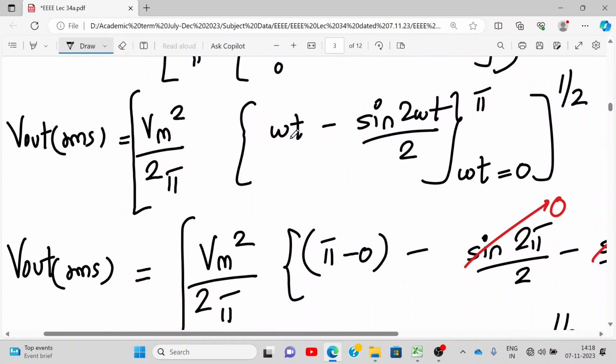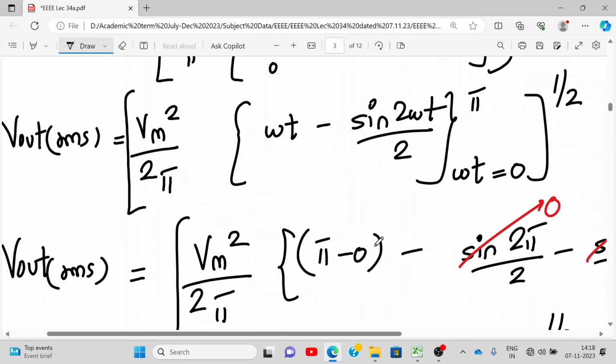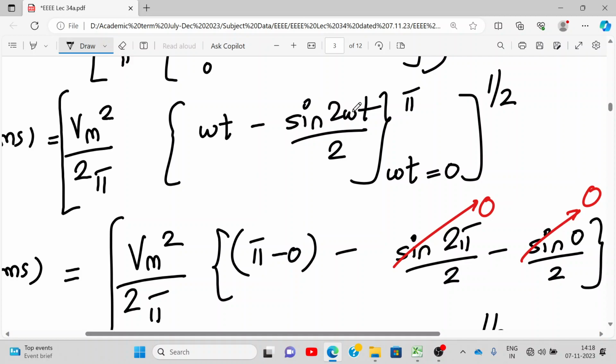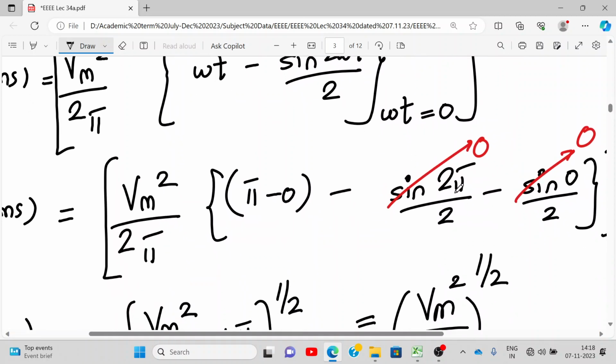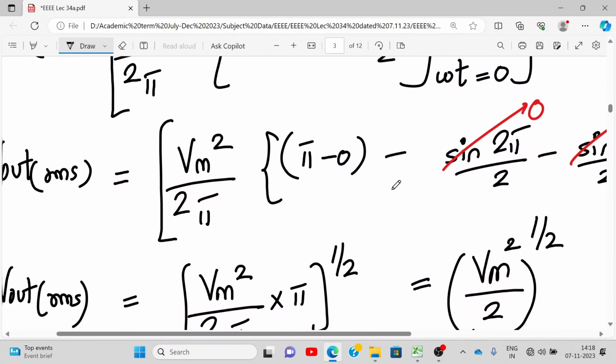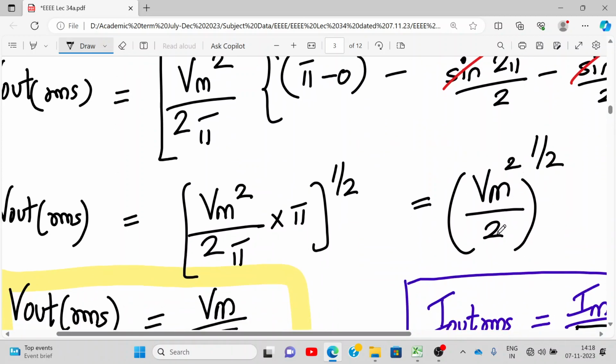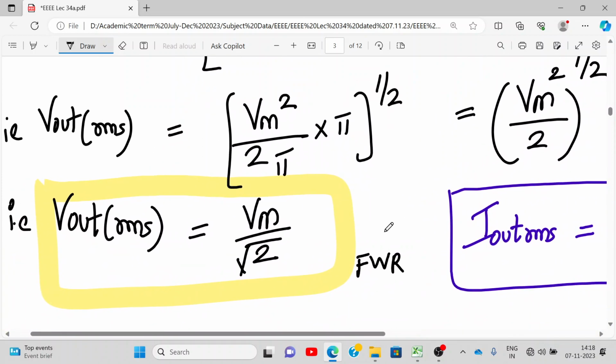So the first step, omega t from 0 to pi, will be pi minus 0. Then it will be sine 2 pi upon 2 minus sine 0 upon 2. Sine 2 pi is 0. Sine 0 is also 0. So what you are left with is Vm square upon 2 pi into pi. So that will be Vm square upon 2, the whole raised to half. That will be Vm by root 2.